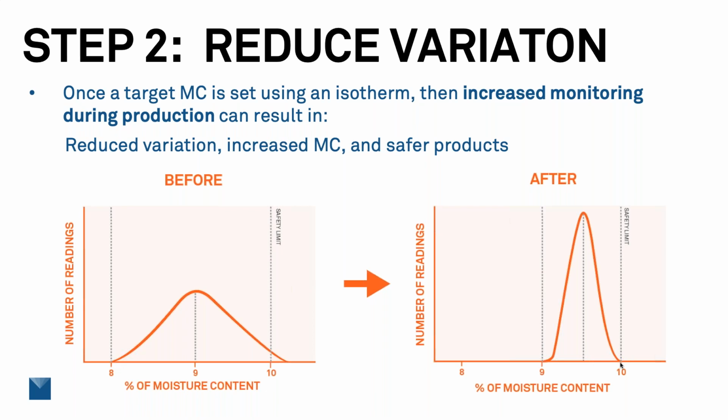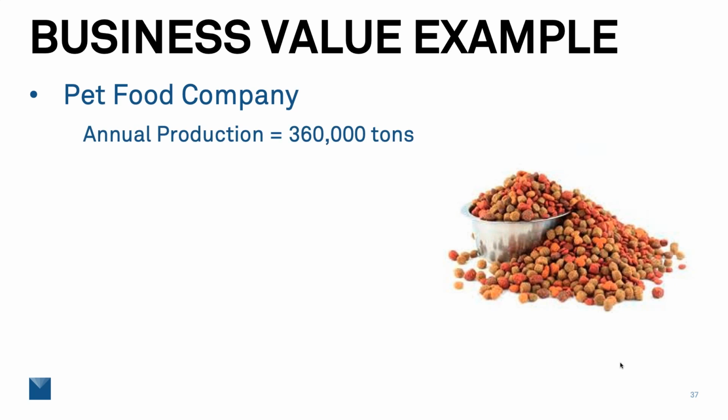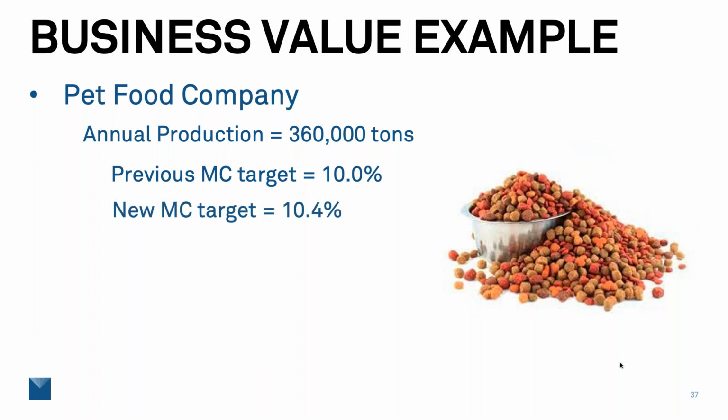Let's look at a real world example. This is a business value example for a pet food company here in the States, and it has a really big annual production. When we first started working with this company, they had a moisture content target right around 10%. By looking at the isotherm and setting a new water activity target, we were able to show this company that they could be producing at 10.4% while maintaining their safety and quality. Just a small change in moisture content, but let's look at the financial impacts.